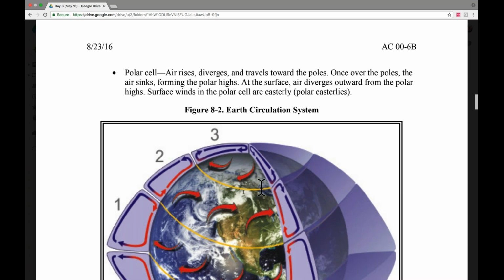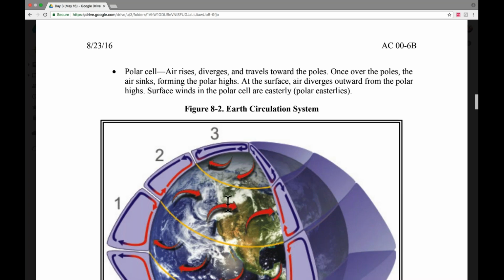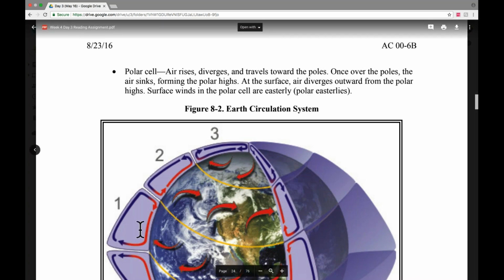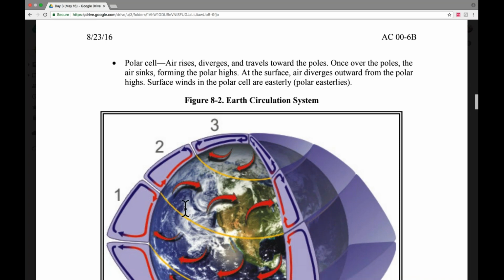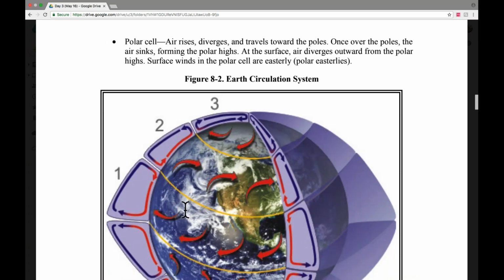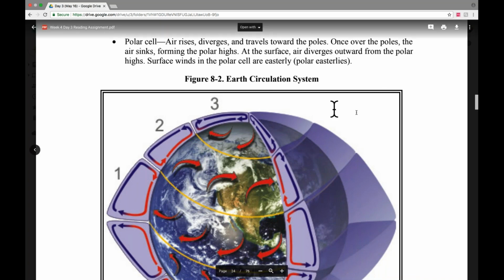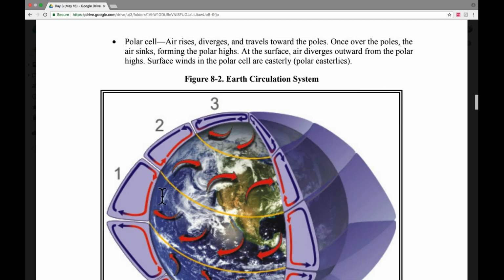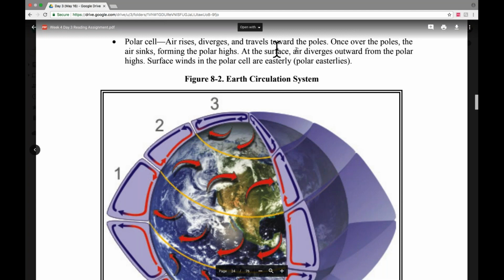Trying to pick out the parts that are a little more essential. So polar cells, air rises, diverges, and travels towards the poles, kind of like we showed in the previous advisory circular that we looked at yesterday. So once over the poles, the air sinks, forming polar highs. At the surface, the air diverges outward from the polar highs. Surface winds at the polar cells are easterly, okay, polar easterlies.